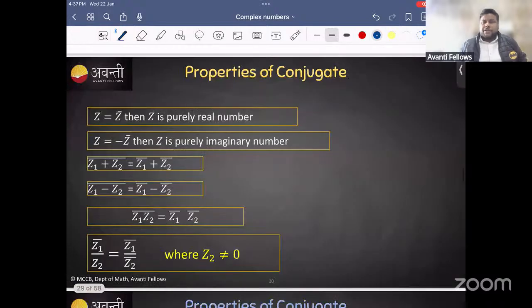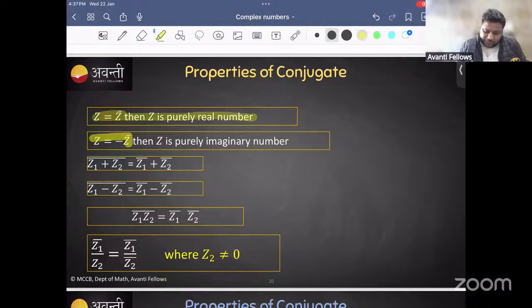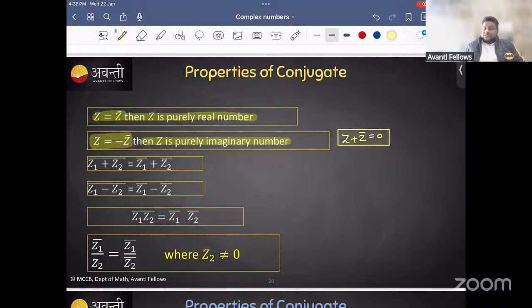Now, a little bit of properties of conjugate. We have already covered all these properties. See, if z equals z conjugate, it means z is a purely real number, because only real numbers have conjugates that do not change, as there is no sign of iota. If z equals minus of z bar, then z is a purely imaginary number. Moreover, we remember this like this: if z plus z conjugate is 0, it means z is purely imaginary.